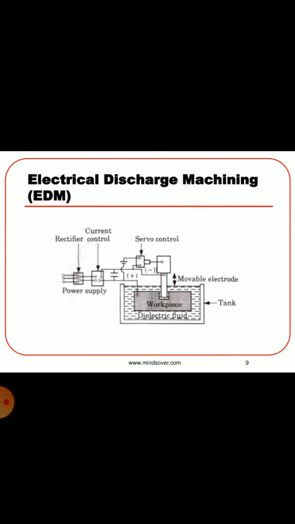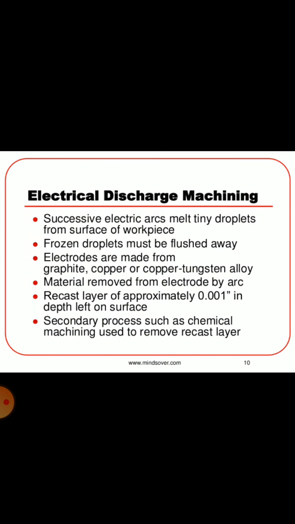Next is electrical discharge machining, in which successive electric arcs melt tiny droplets from surface of workpiece. Frozen droplets must be flushed away. Electrodes are made from graphite, copper, or copper tungsten alloy. Material is removed from electrode by arc, and a recast layer of approximately 0.001 inch in depth is left on surface. Secondary process such as chemical machining is used to remove recast layer.